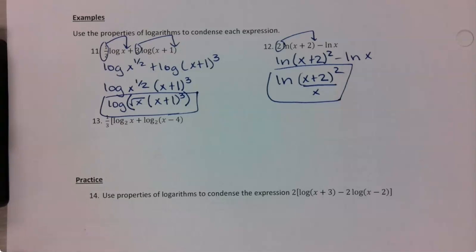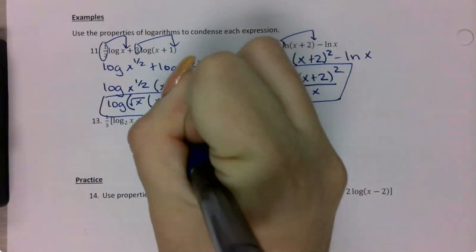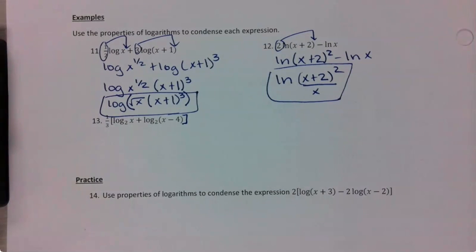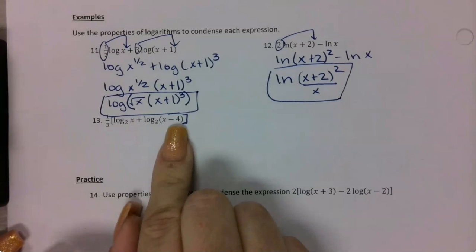Okay, on number 13, I just realized I forgot to type in a bracket at the end. So since I have things inside of a bracket, I want to focus on the inside first. And what can I do with my inside stuff? There is no exponent inside the brackets. There's nothing to subtract, but I can multiply the x and the x minus 4.